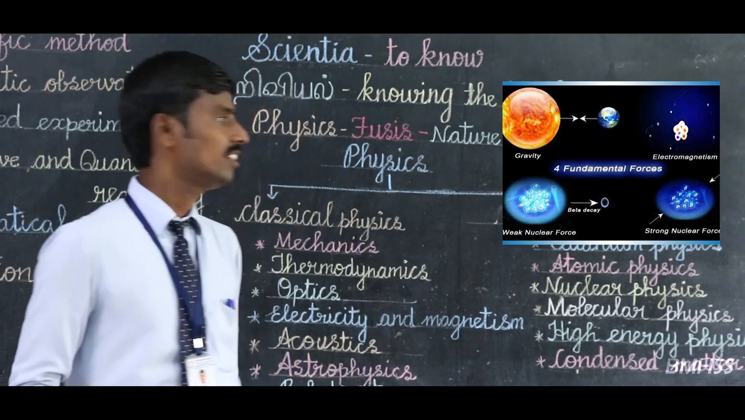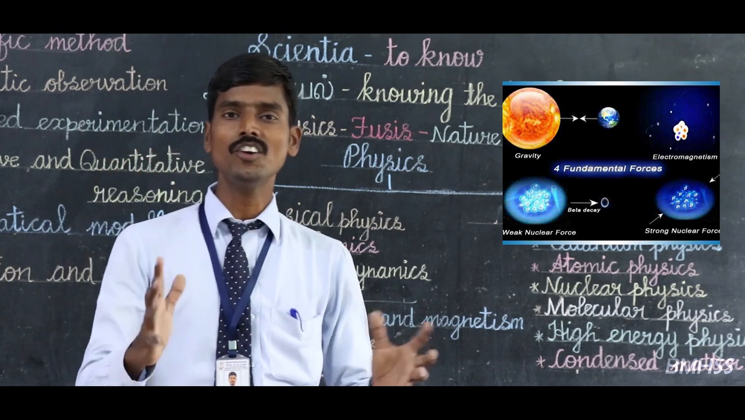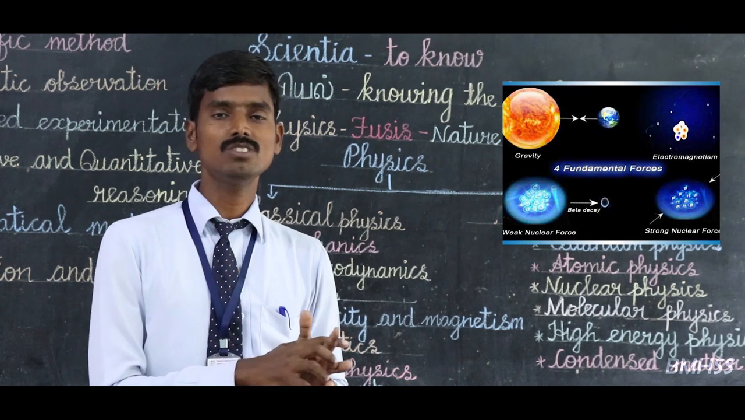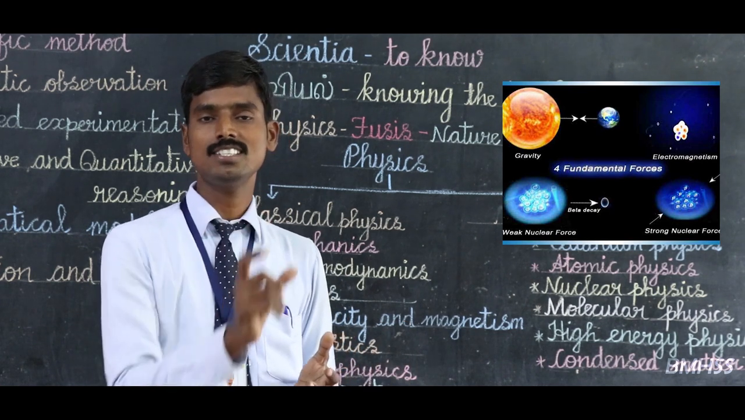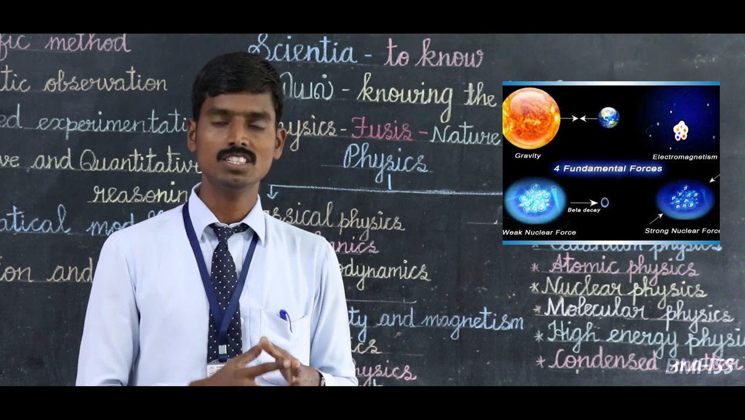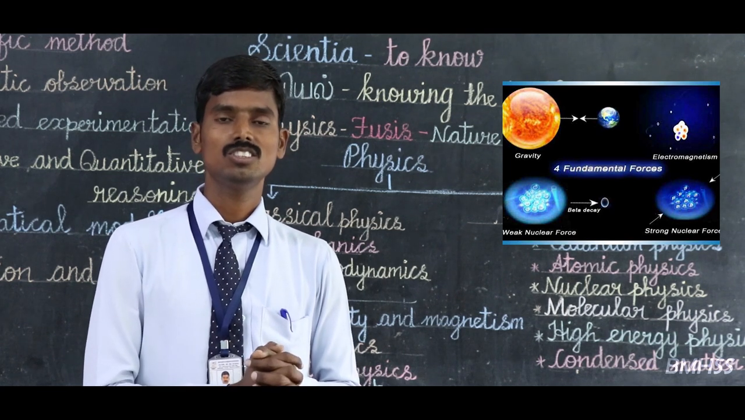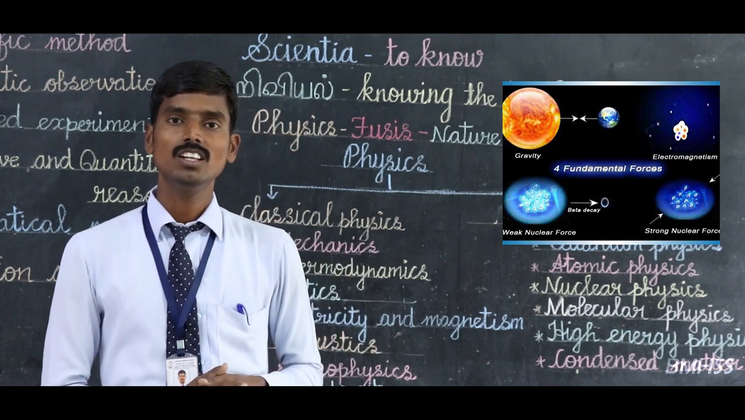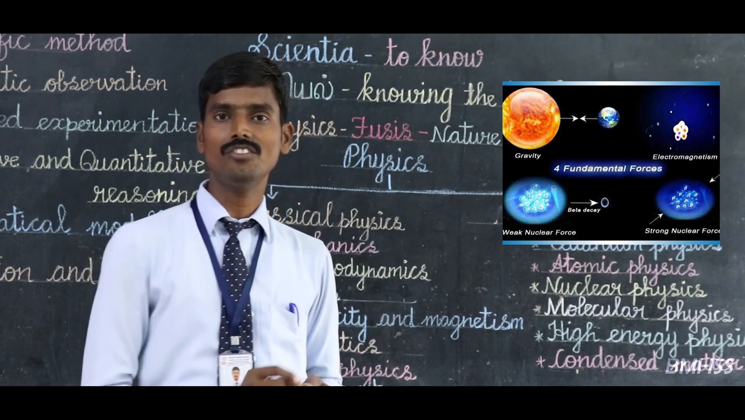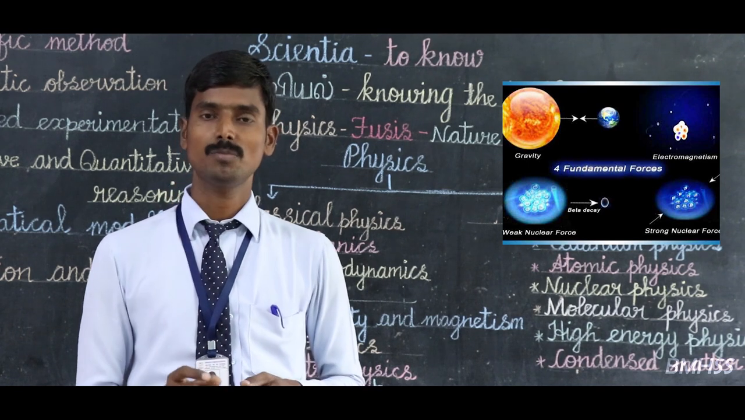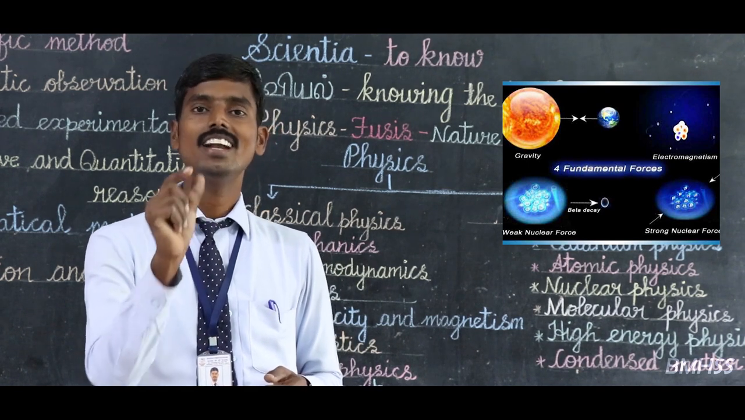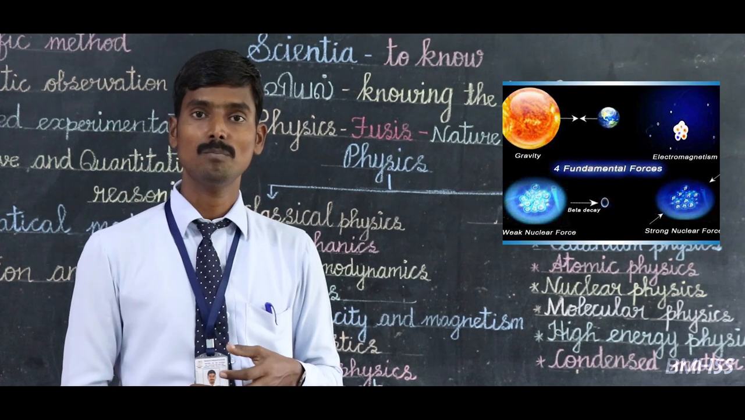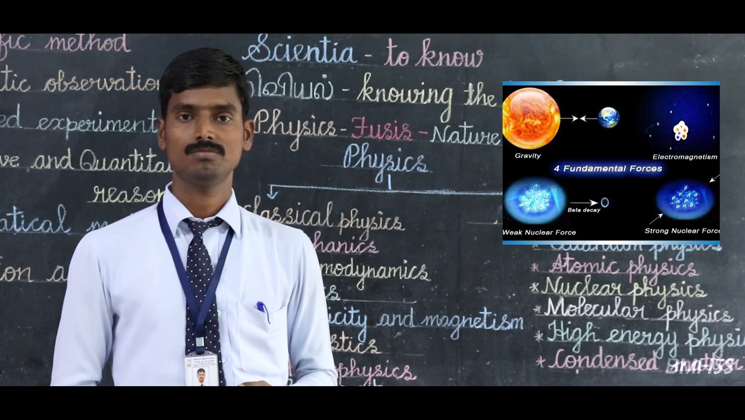Now, the third one is the strong nuclear force. The nucleus consists of n number of protons and n number of neutrons combined to form the nucleus. This force is the strongest force in nature. Its range is short, because the radius is 10 power minus 15 meter. It is a short range force, but the strongest force in nature.